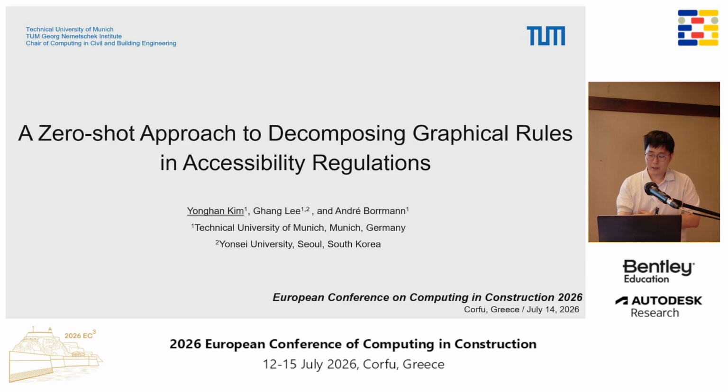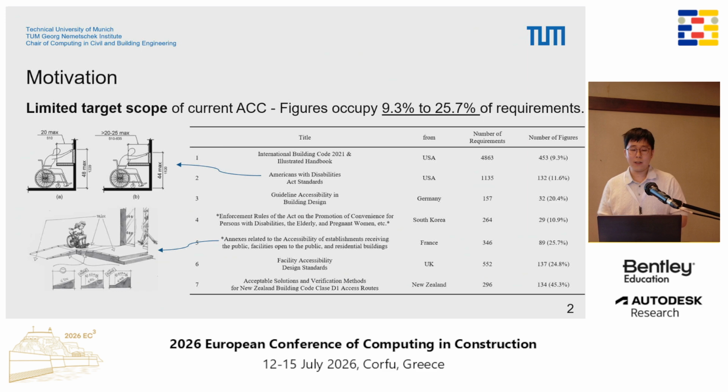So this is the motivation. The motivation is quite straightforward. We would like to tackle the elephant in the room in the ACC domain, which is the figures inside the regulatory documents. Most of the automated code compliance checking research has been highly focused on the text-based rule interpretations. However, figures make up quite a big portion of the requirements, and they embed very important information that we have to interpret for more accurate automated code compliance checking.